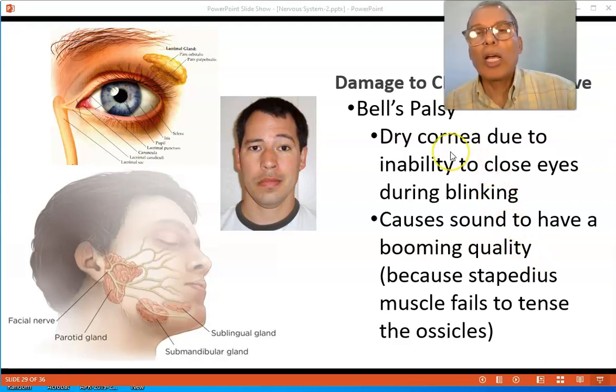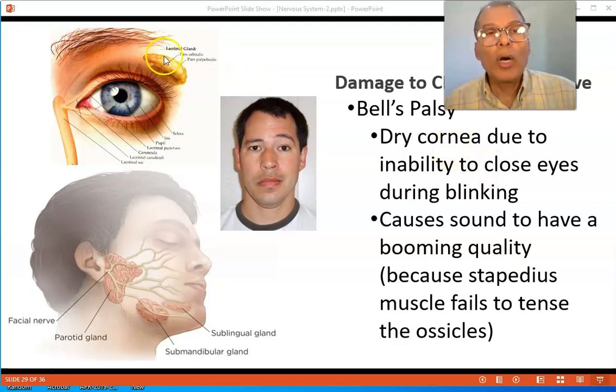So the person will have a dry cornea. Why? Because the lacrimal gland cannot be activated. It doesn't have nerve input. So the person will have a dry eye. In addition to that, there is inability to close the eyes during blinking. This is Bell's palsy.